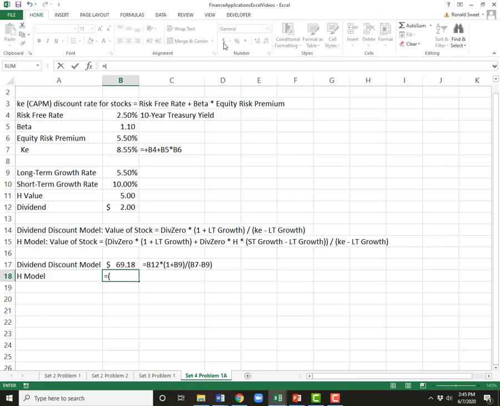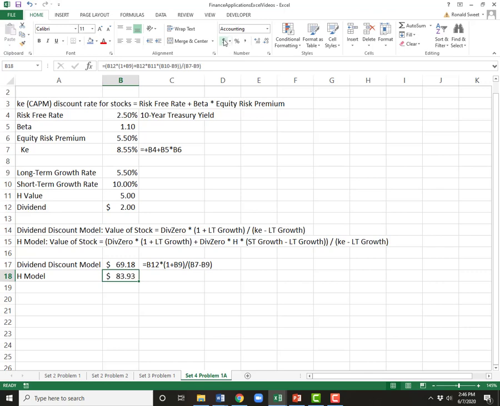In fact, if I were you, I would do the dividend discount model and maybe add the H in after it just to make sure you did it correctly. Or you can actually bring this formula as a starting point. Just copy the exact formula down. So dividend 0 times 1 plus the long-term growth rate plus dividend 0, look at the formula, times my H times short-term growth minus long-term growth, close parentheses twice, divided by KE minus long-term growth. And you put a $ sign in front of that.